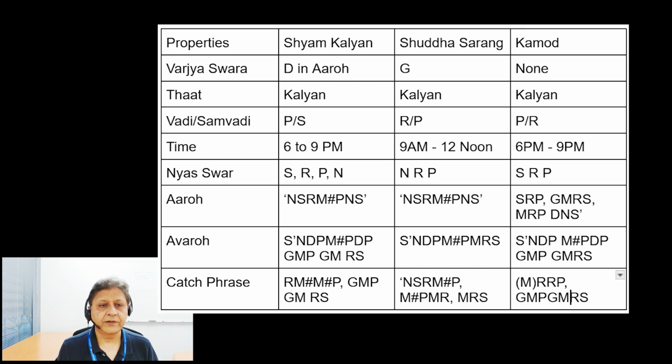So going back to the chart and looking at it carefully, you can see that Vadi Samvadis are very similar in all three. What makes a huge difference is Varjaswar. Kamod uses all 7 notes in Aroh and Avroh, while Sham Kalyan has Dha and Shuddha Sarang has Ga varja. Nyaswar are almost the same, but the catchphrase which defines the overall summary of the chalan or the movement of the rag is quite different. As you can see, Shuddha Sarang is very different. The absence of Ga clearly makes it very identifiable, while Sham Kalyan gets the catchphrase similar to Kamod. Gamapa Gama Resa. Remember, I asked you to remember this phrase. Absence of Ga in Aroh is the way to separate Sham Kalyan from Kamod.